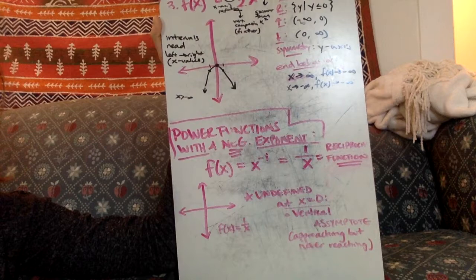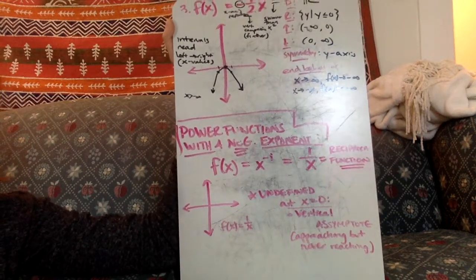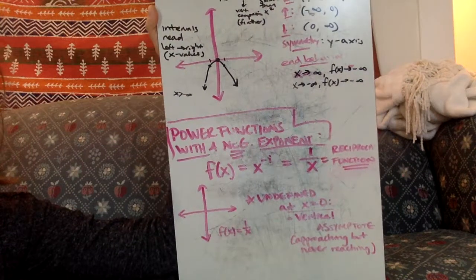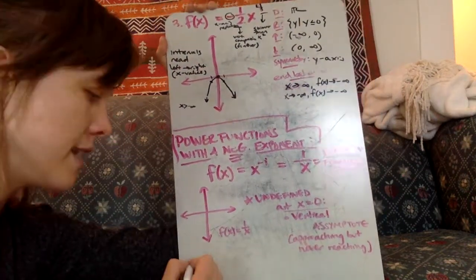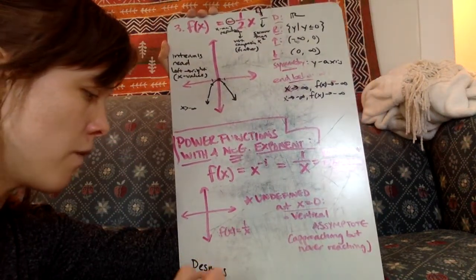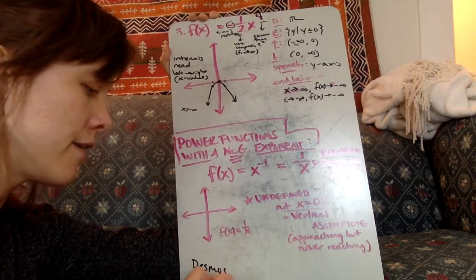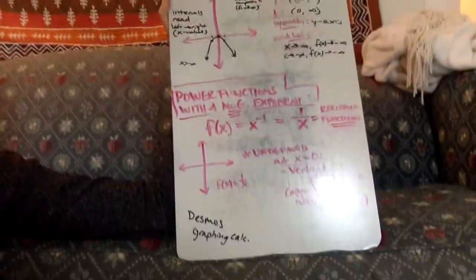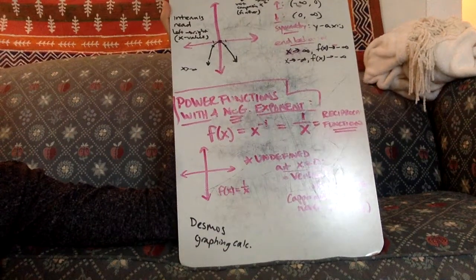So the last thing that I want to go over is power functions with a negative exponent. And while I'm gone, what I really want you guys to do is use Desmos, or your graphing calculator, to really figure out what these are going to look like.